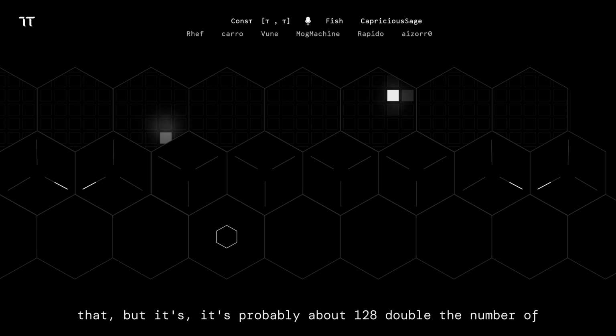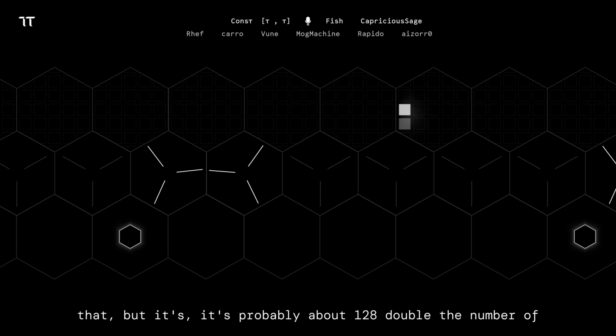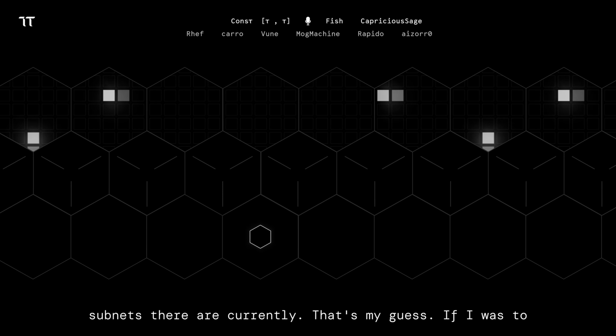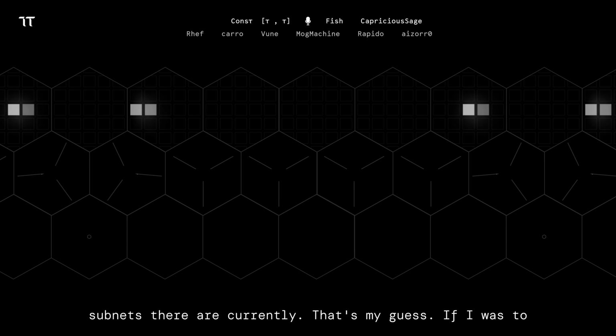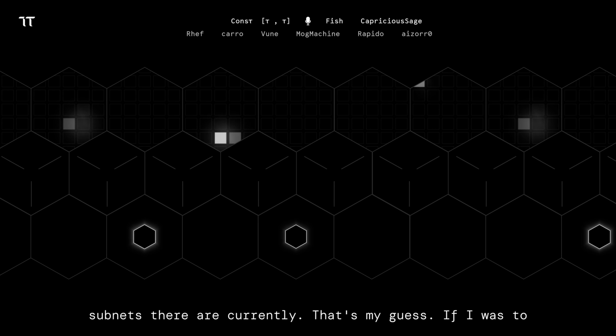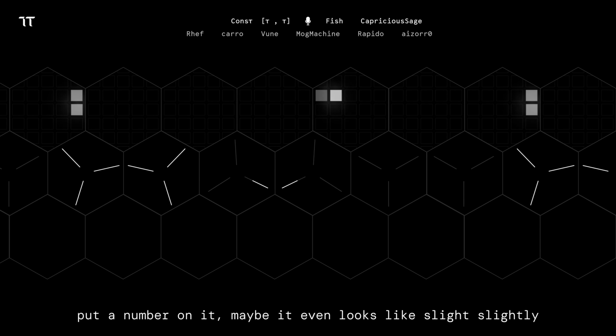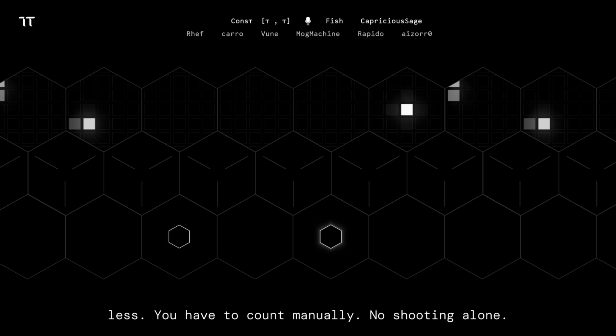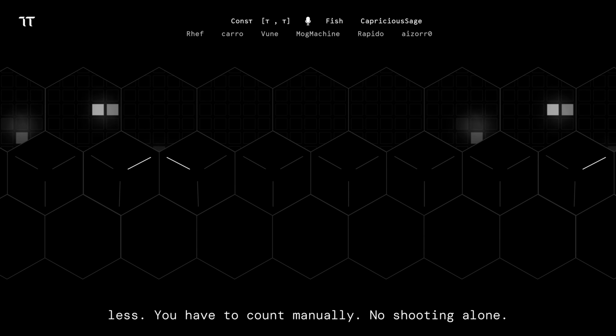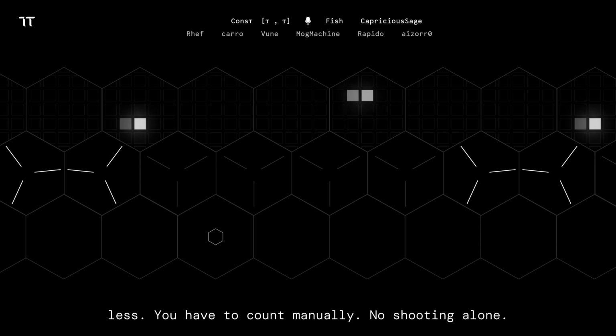But it's probably about 128, double the number of subnets there are currently. That's my guess. If I was to put a number on it, maybe it even looks like slightly less. You have to count manually, no cheating allowed.